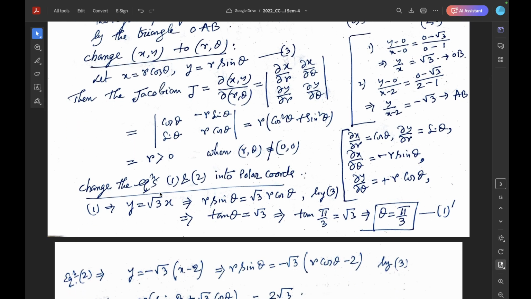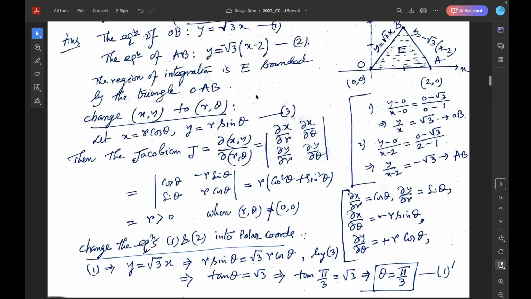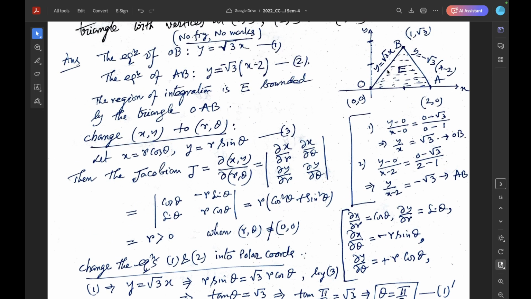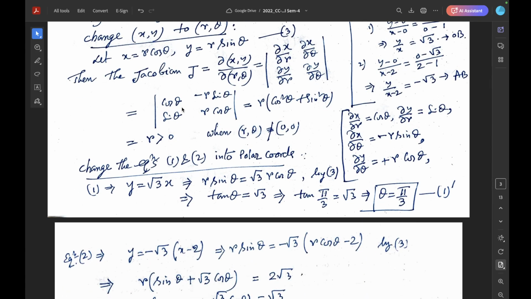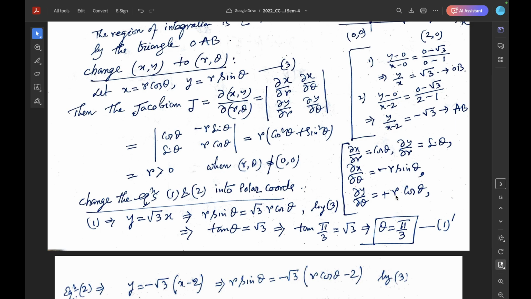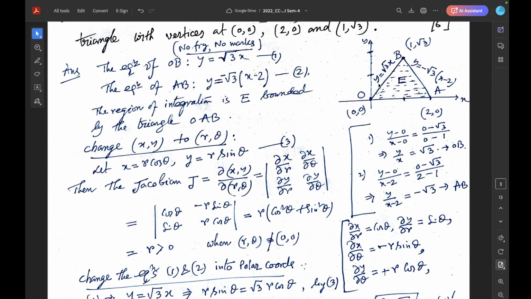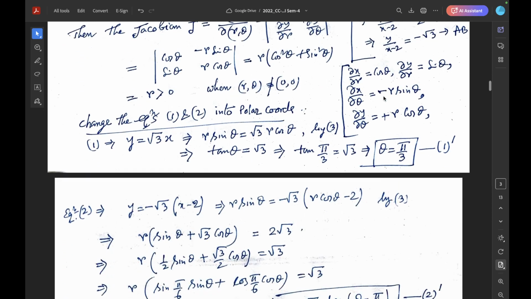Now change equations 1 and 2 into polar coordinates. This equation 1, the line OB, and this line AB, to polar coordinates: put x equal to r cos theta, y equal to r sin theta. So we get r sin theta equal to root 3 r cos theta, tan theta equal to root 3, root 3 equal to tan pi by 3, tan 60, so theta equal to pi by 3. So the equation of OB in polar coordinates is theta equal to pi by 3.